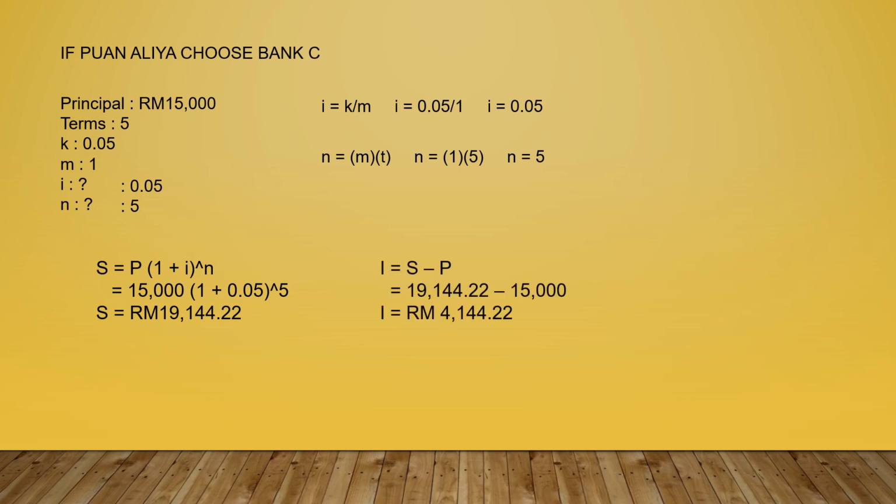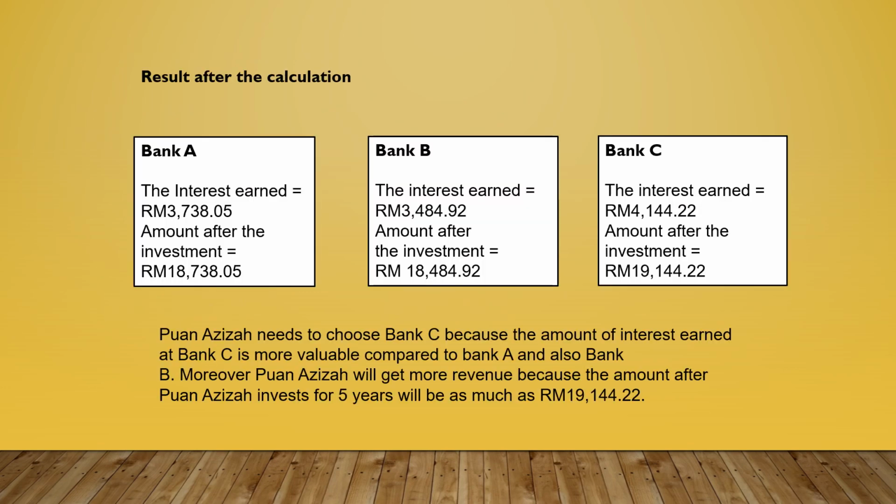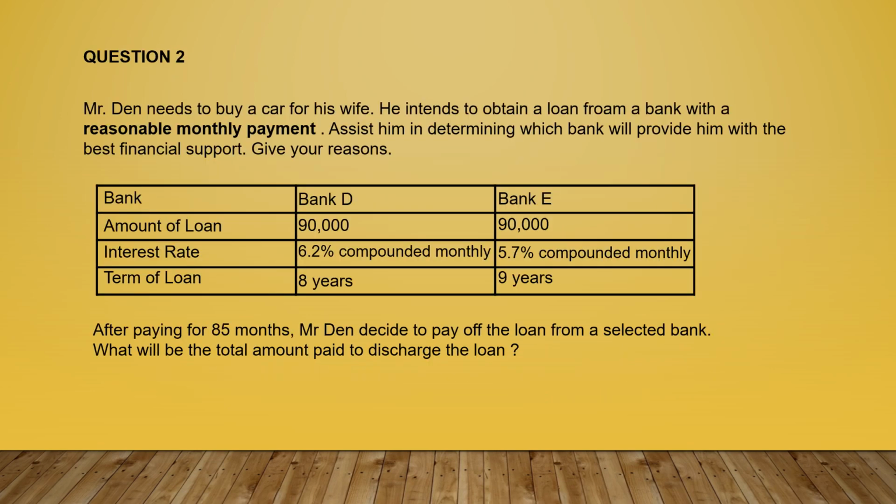Next, for I, we use the formula I equals S minus P. For I, we got 4,144 ringgit 22 cents. So for question 1, Puan Alia needs to choose Bank C because the amount of interest earned at Bank C is higher compared to Bank A and also Bank B. Moreover, Puan Alia will get more revenue because the amount after she invests for 5 years will be 19,144 ringgit 22 cents.